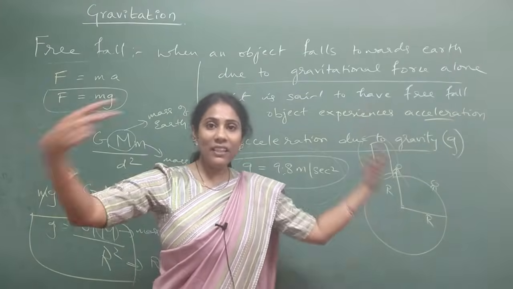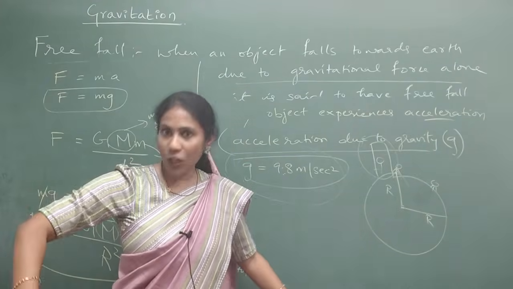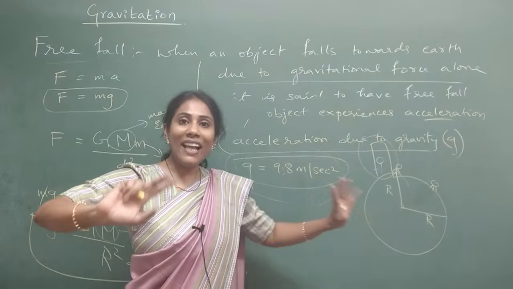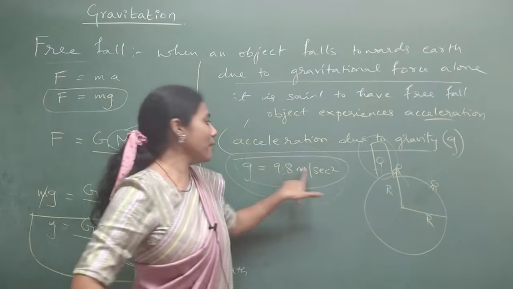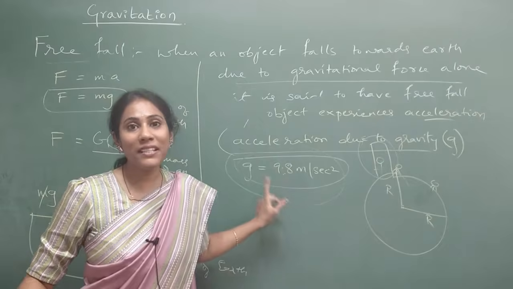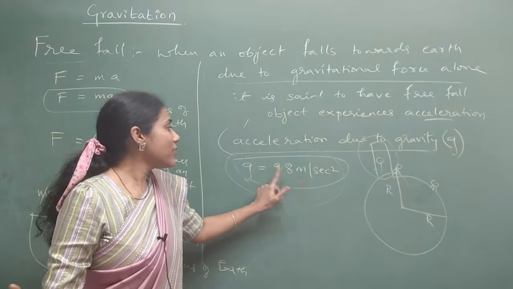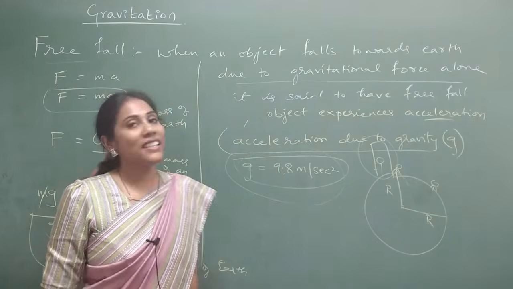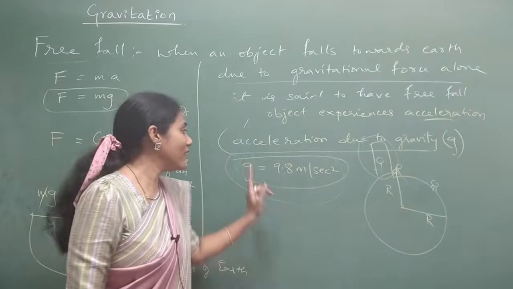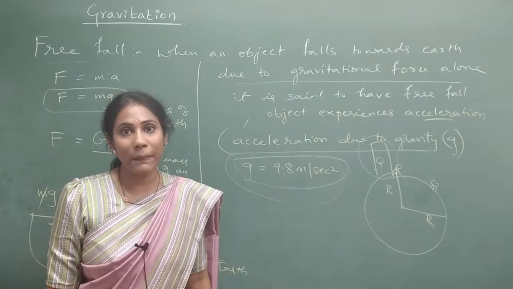From anywhere on the earth you make an object fall onto the ground, it will accelerate with the same value. Its acceleration remains constant every time. So this is what we mean by acceleration due to gravity. Very, very, very important value to be remembered.